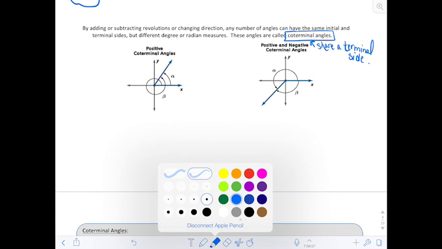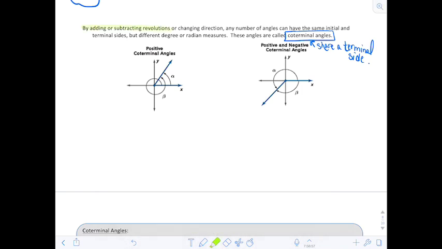So how do we do that? This says by adding or subtracting revolutions. And remember, revolutions can be thought of in radians as 2 pi or in degrees as 360. You can add or subtract revolutions, or you can change direction. Any number of angles can have the same initial side and terminal side, but they will have different degree or radian measures, and these are called coterminal. So let's take a look at this example down here.